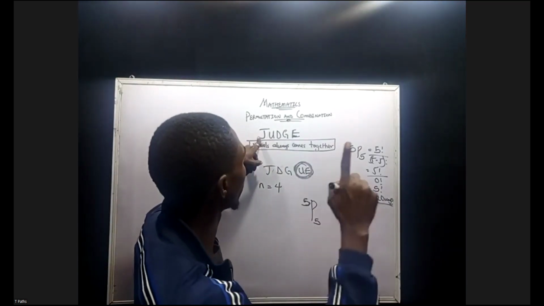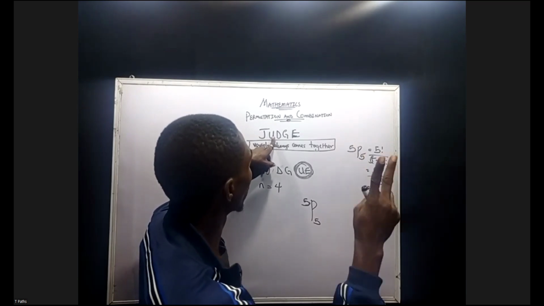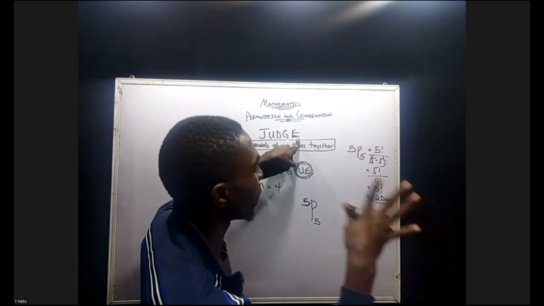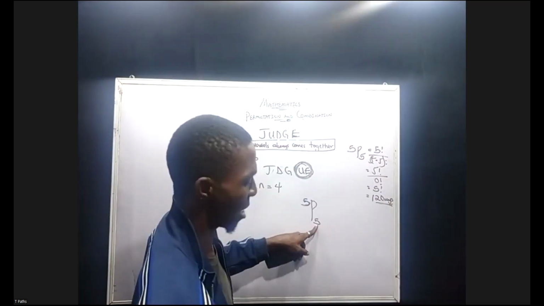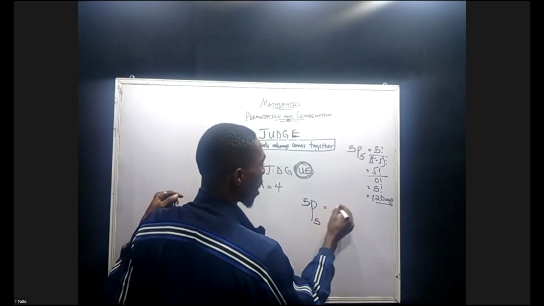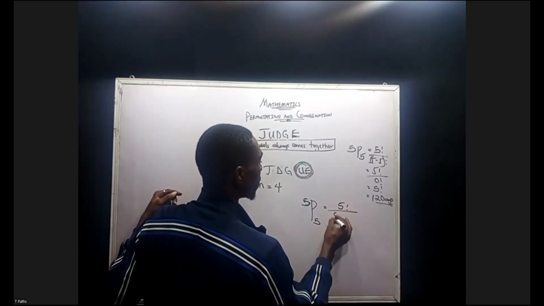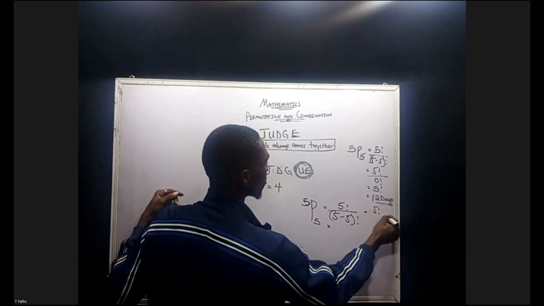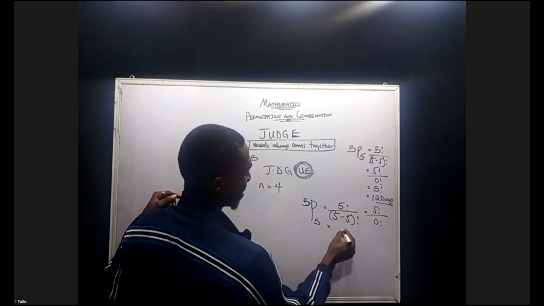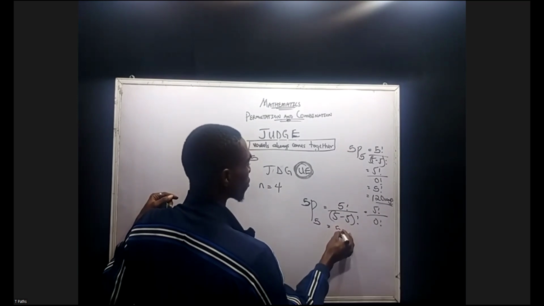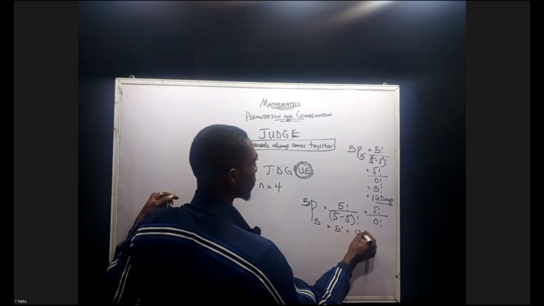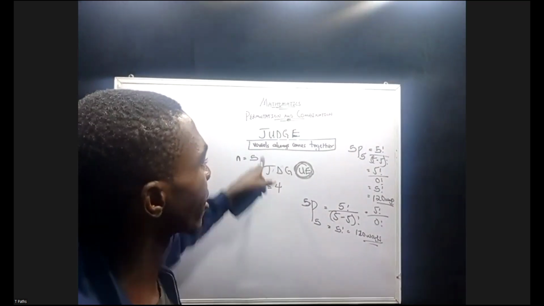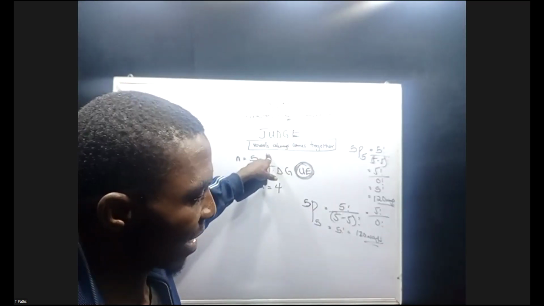This one is standing on its own 1, standing on its own 2, standing on its own 3, standing on its own 4, standing on its own 5. That is why I have 5 here. So here becomes 5 factorial over 5 minus 5 factorial. Then here becomes 5 factorial over 0 factorial. 0 factorial is 1 already. So 5 factorial is 120 ways. That is just the solution without the condition. Are we there?